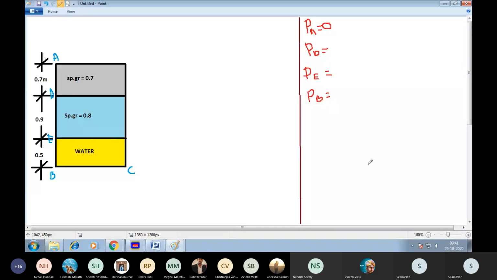So here at the bottom up to a height of 0.5 meter. So here the units are in terms of a meter. So the water is at 0.5 meter above from the bottom, and this is the specific gravity of the second liquid, and this is the specific gravity of the third liquid.